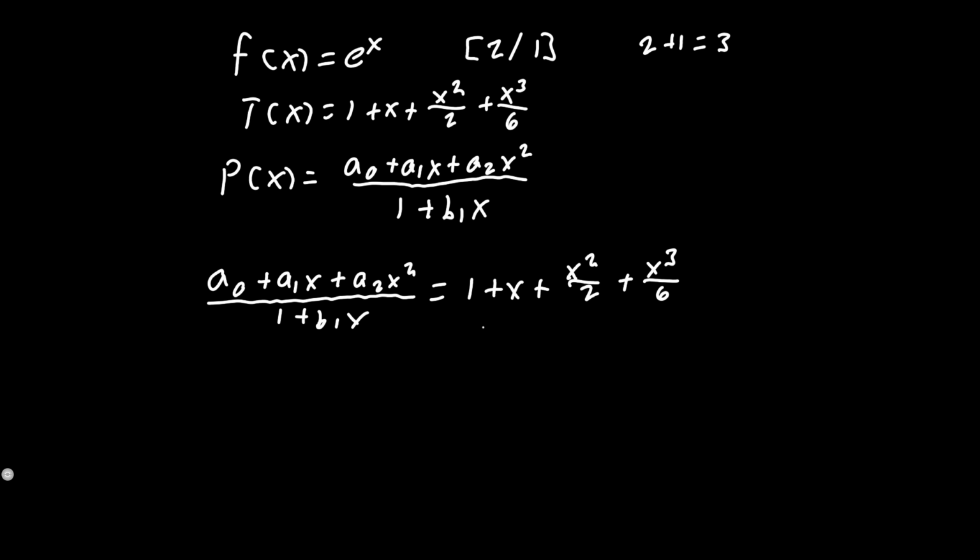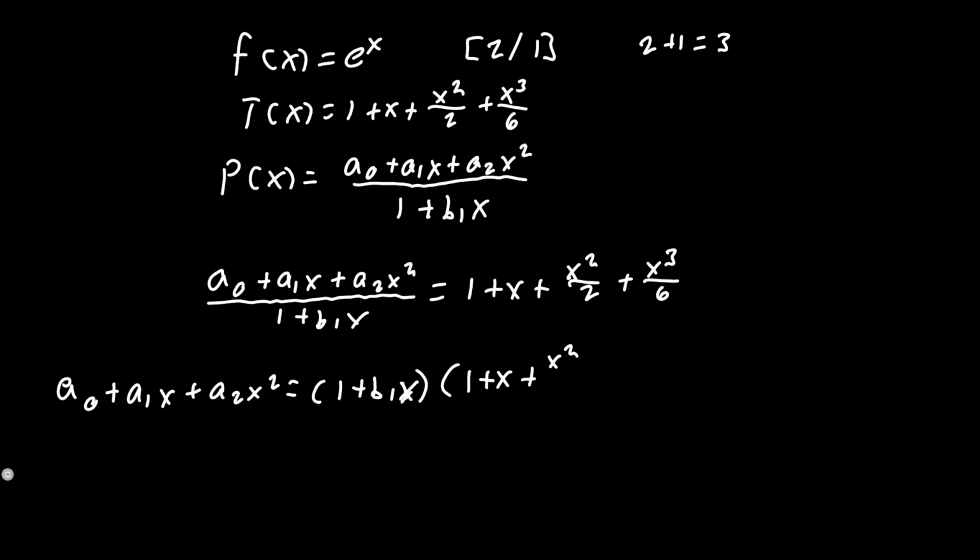So since our highest degree is 3, we only have to look at every term in this expression that gives a highest degree of 3. If we get anything higher, like a 4th degree or 5th degree, we just ignore them because they are basically useless to our Pade approximant. So if we multiply by 1 plus b1x, we're going to have a0 plus a1x plus a2x squared is equal to 1 plus b1x times 1 plus x squared over 2 plus x cubed over 6.